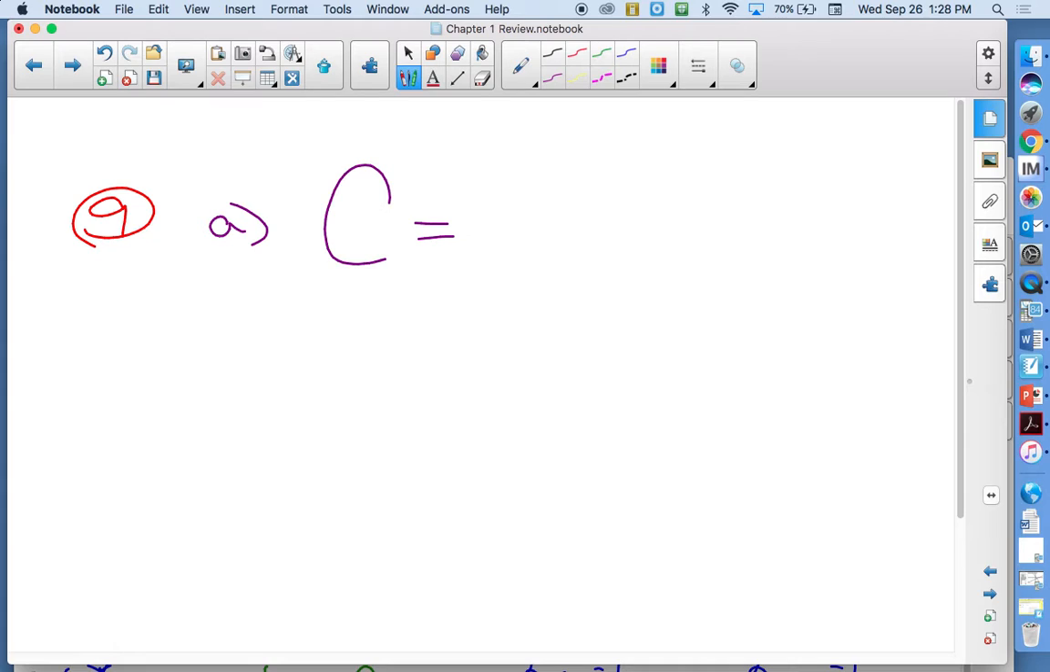C equals 5.35U plus 16,000. So the cost would include $5.35 to make whatever unit we're making, whatever this product happens to be. On top of that, we have to pay $16,000, probably for some kind of equipment to make the product.